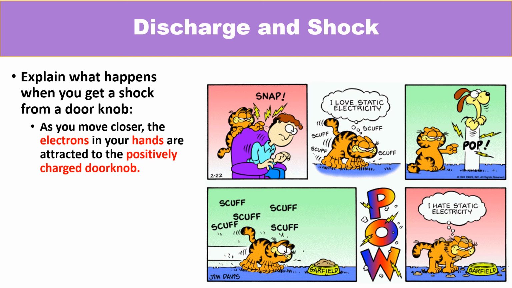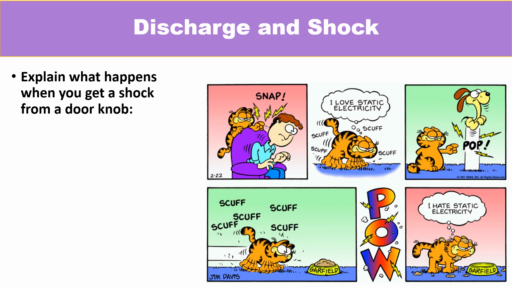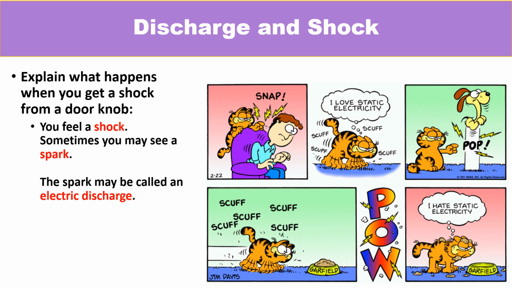The same thing will happen as you move closer. Electrons in your hand are attracted to the positively charged doorknob, which is like my drawing on the previous page. And there you go, a discharge will happen. We call it a shock. And from time to time, you will actually see a spark. This spark may be called an electric discharge.